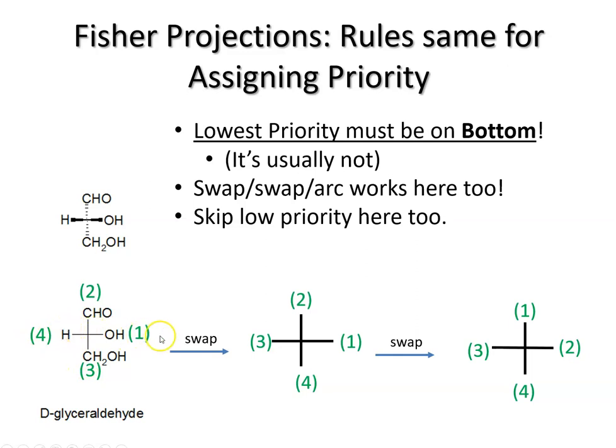So here's an example of how we do this. We would number the priorities as normal, and then we'd swap the 4 and 3 out to get the 4 on the bottom, and then we have to swap again to get the enantiomer. So I just swapped the other 2 that we didn't swap. So that now we would go from 1 to 2 to 3, and we can see that's clockwise, and that's going to be an R designation for the chiral center.